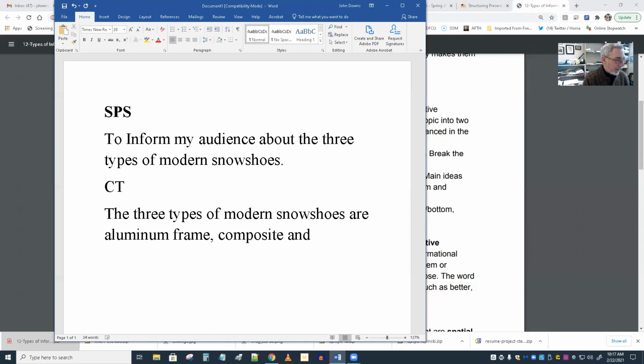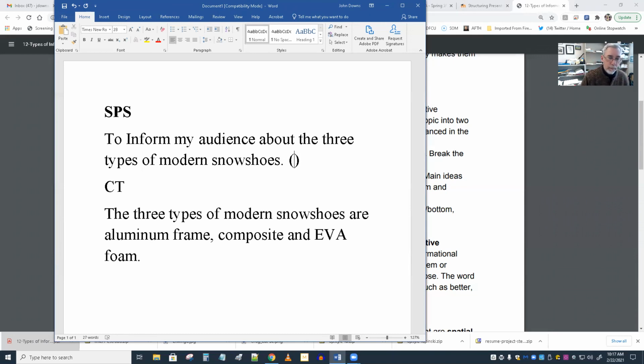The central thesis is going to be the three. In fact, I'm going to just take this. I duplicate that language. The three types of modern snowshoes are aluminum, which I misspelled. Aluminum, I can't say it either. Frame, composite, and EVA foam. So I can see within my central thesis, my central thesis solves the SPS, or is how you achieve it, and I can see within there are already my main ideas.